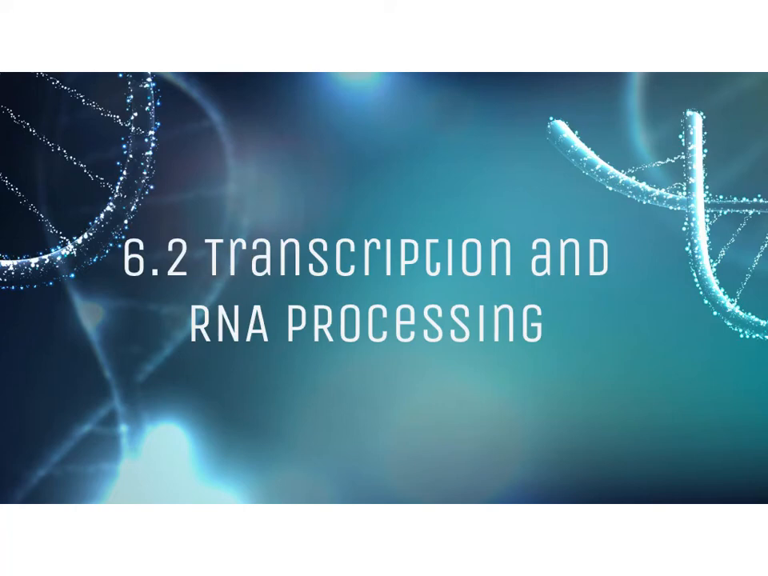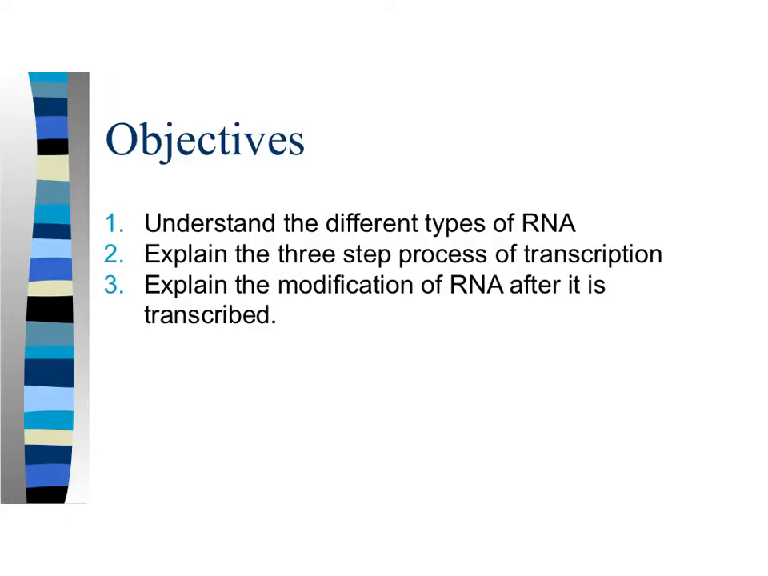All right, guys, let's spend a little time looking at 6.2 and 6.3, what we covered in class today, just a recap for those of you that want to go back to the information that we covered today. So again, objectives. In order to be successful in the AP exam, you need to meet the following three objectives: understand the different types of RNA, explain the three-step process of transcription, and explain the modification of RNA after it's been transcribed. And that gets us all ready for translation.